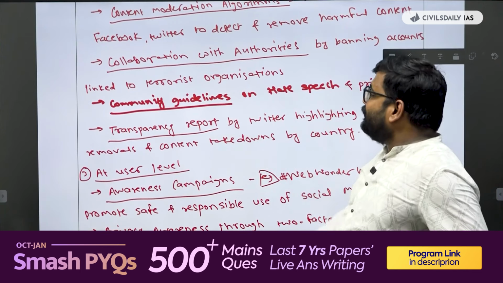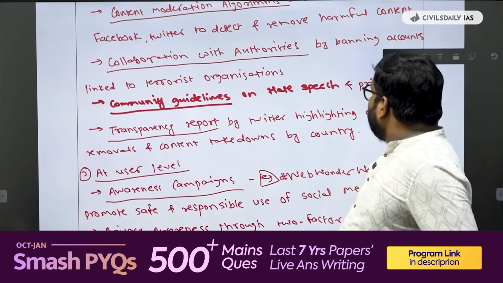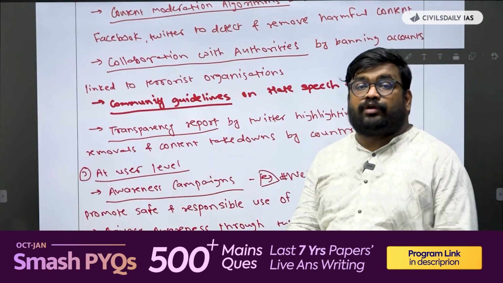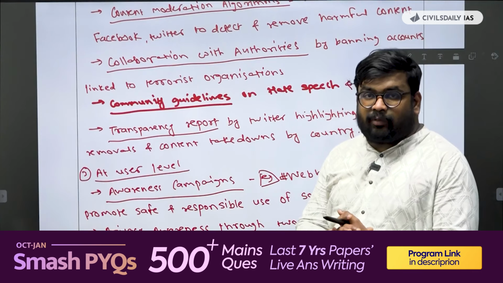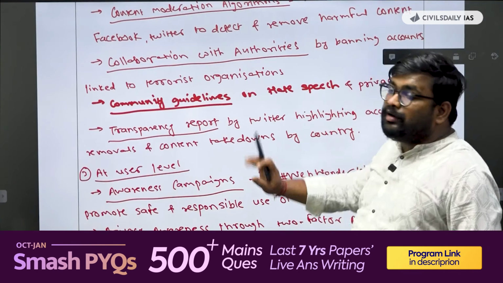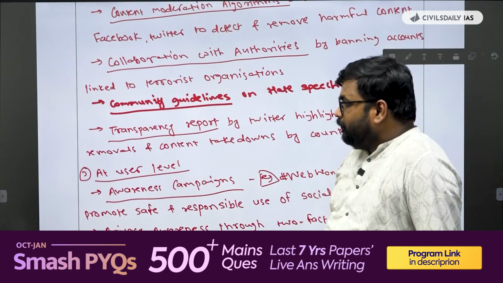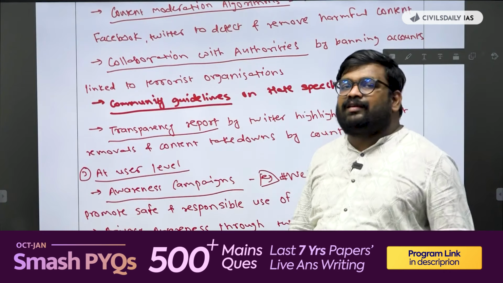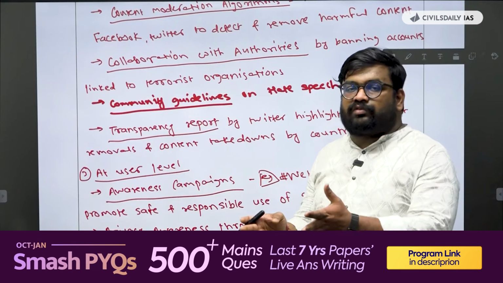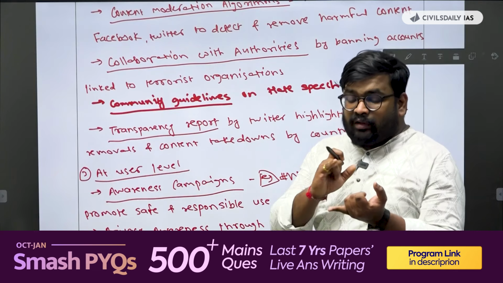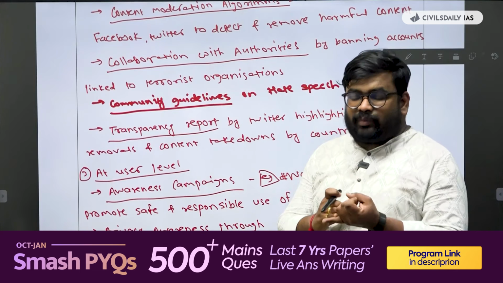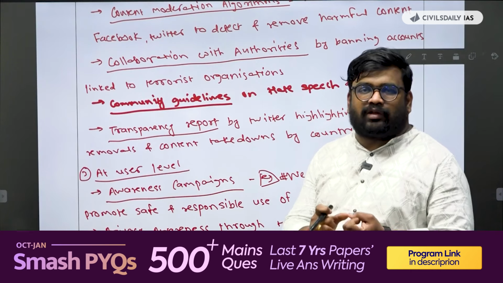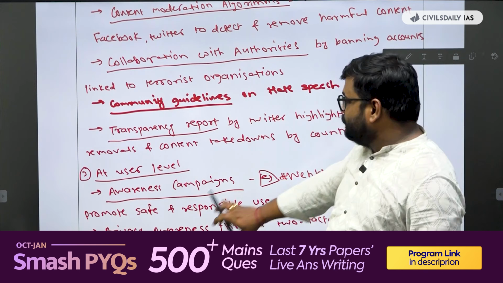Fourth, transparency report by Twitter highlighting the total data with respect to the accounts removed, the total demands made by the government, and the total content takedown by the platform. Okay. Then third level is the user level. So basically level is nothing but a stakeholder. So stakeholders involved are government, the administration or the law enforcement. The third is the platform companies like Twitter, WhatsApp, and fourth are the users, that is citizens.